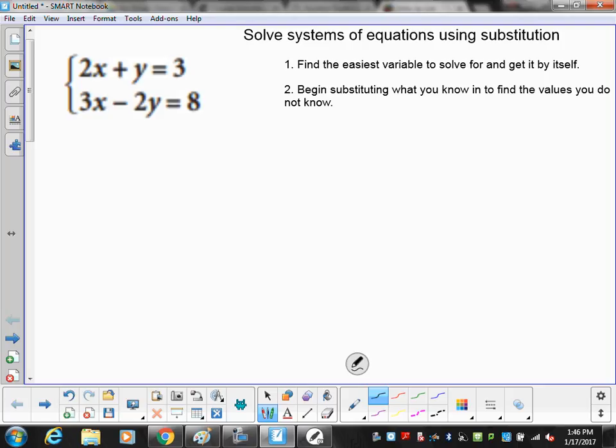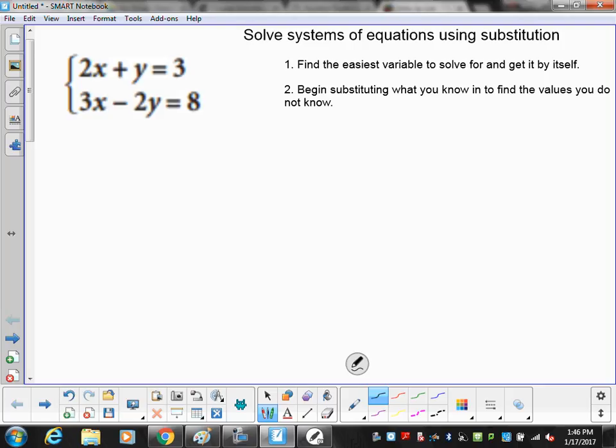So which variable is the most by itself? The one that's closest to being by itself. The y in that first equation is the closest because its coefficient is a 1. All the rest of them, there's a 2, there's a 3, and there's a negative 2. So that y in the first equation is the easiest to solve for, and the reason is I don't have to divide anything. All I have to do is subtract the 2x away from it.